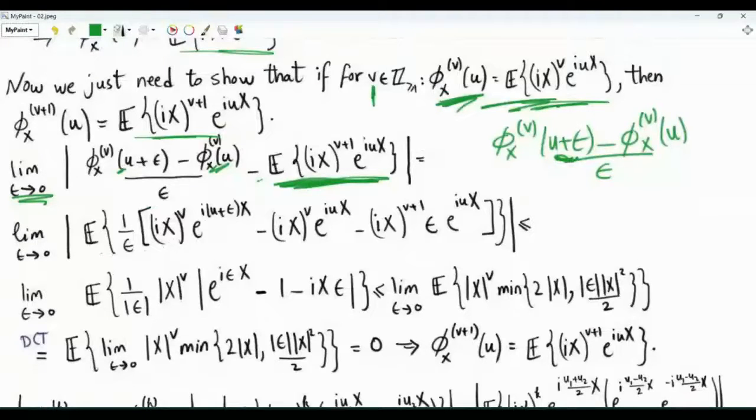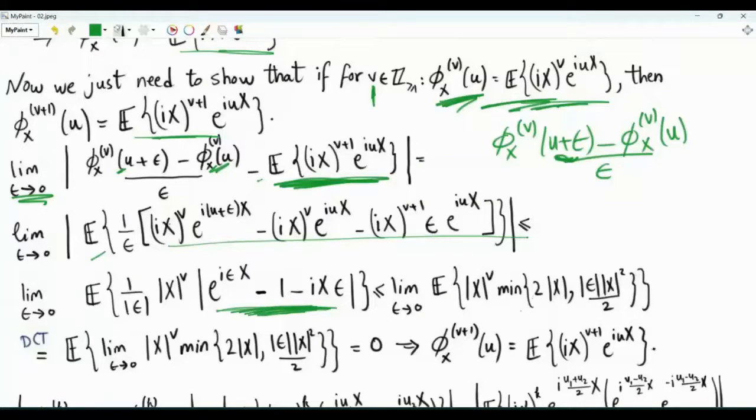And when we do this, we get the expectation of 1 over epsilon and then this bracket here. We have e to the iux as a common factor. We apply the triangle inequality. By the triangle inequality, the magnitude of the expectation is less than or equal to the expectation of the magnitude. When we take the magnitude inside, e to the iux will disappear. And then we get the magnitude of x to the power v, and the remaining terms will appear here in this magnitude, e to the i epsilon x minus 1 minus i x times epsilon. And this magnitude here is exactly what we have encountered before.